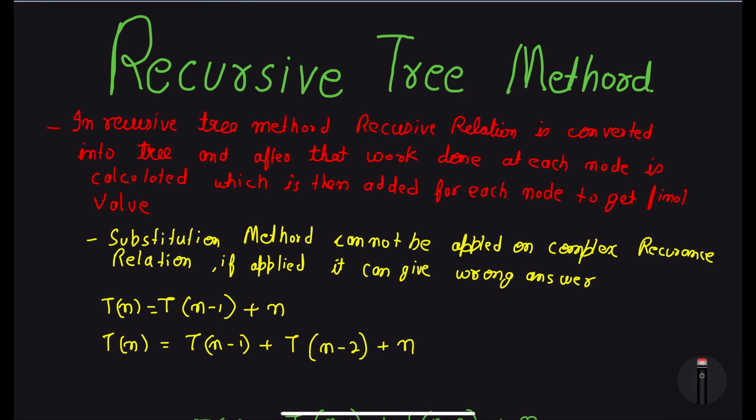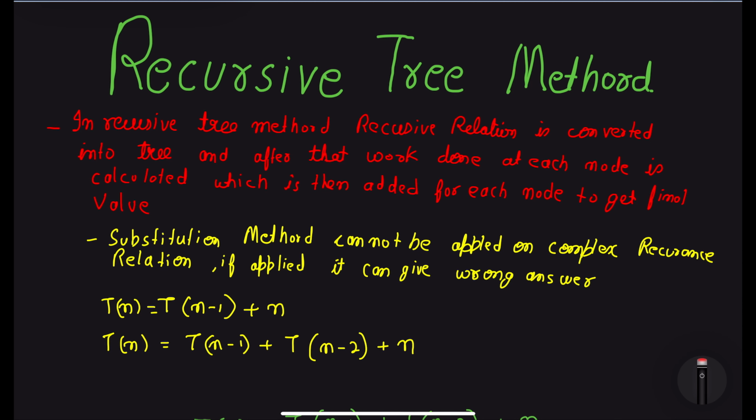So why are we going to use the recursive tree method? Why are we not using the substitution method? Because the substitution method cannot be applied for every function. In some cases the function gets too complex to apply the substitution method, so in that case we use the recursive tree method. So suppose in this example the function has only one function call, which is T(n-1).